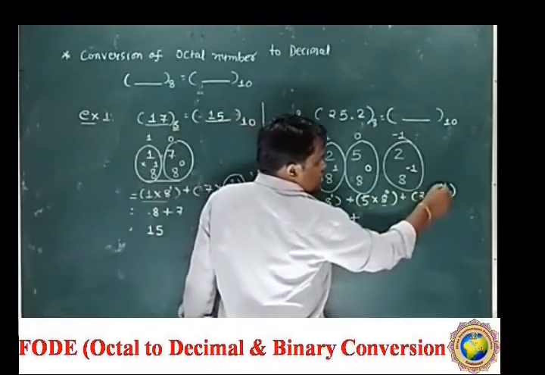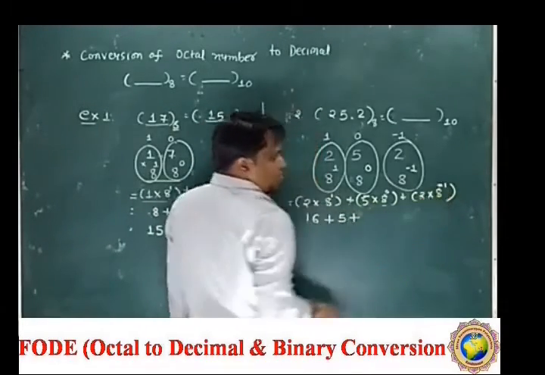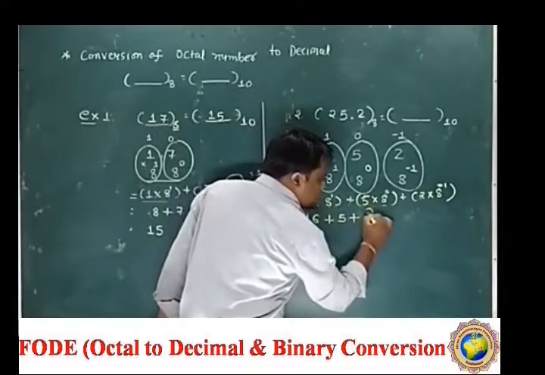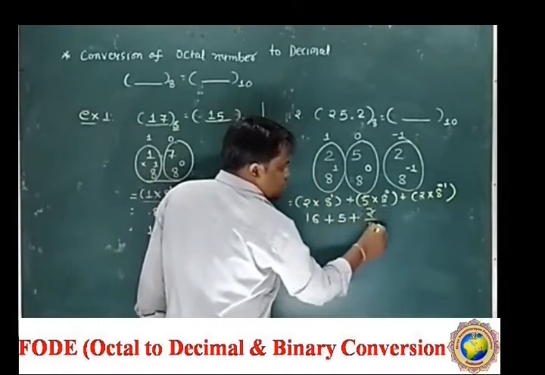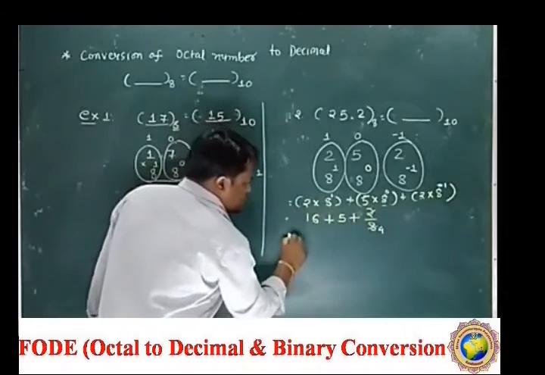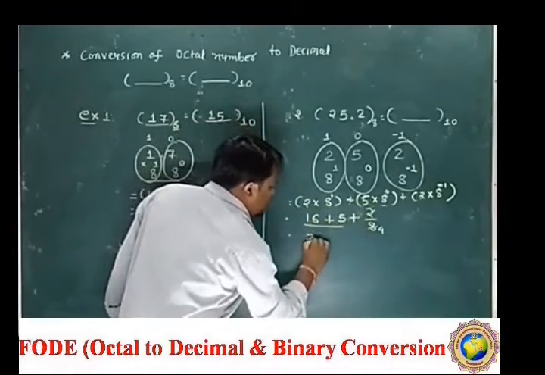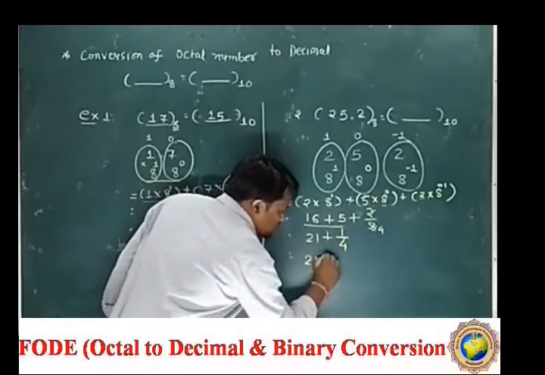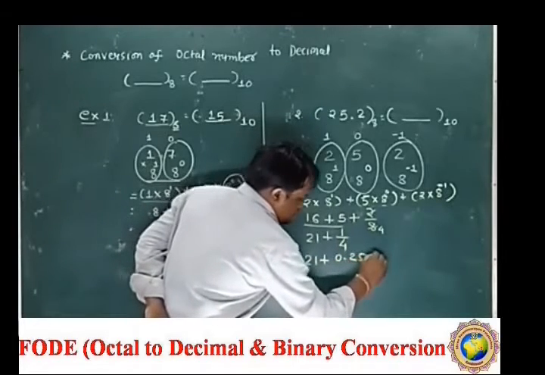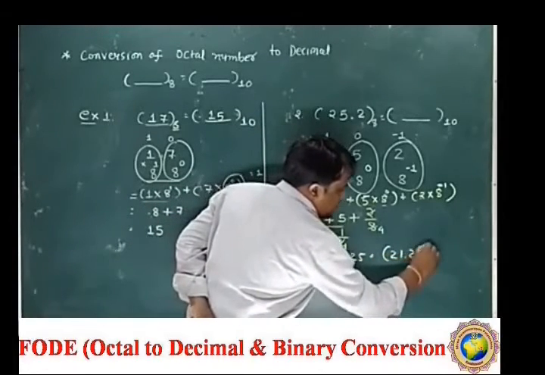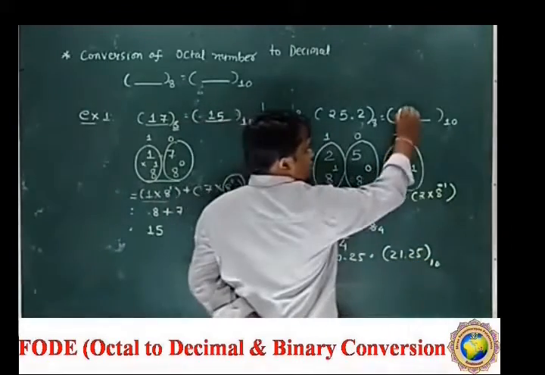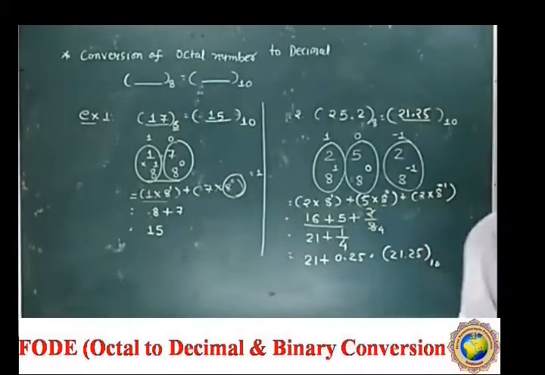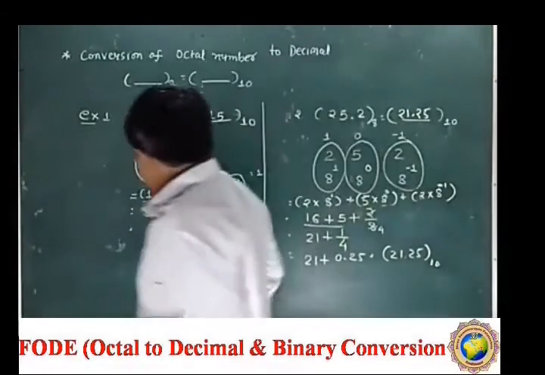Then the 2 has a minus power, so we have to make it plus. How can we make it plus? Put it in the denominator, so it is 2 by 8, which is 1 by 4, and 1 by 4 is 0.25. So 16 plus 5 is 21, and our answer is 21.25. In this way we can convert a number from octal to decimal.